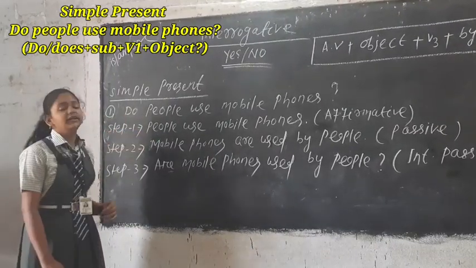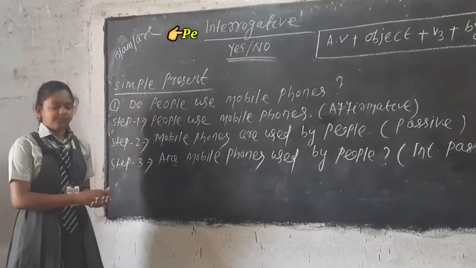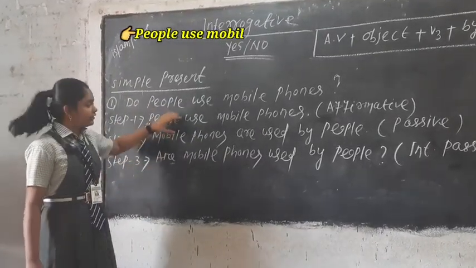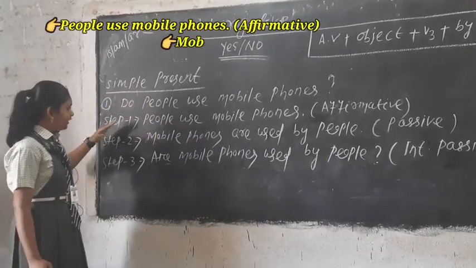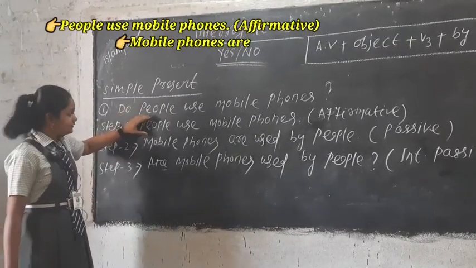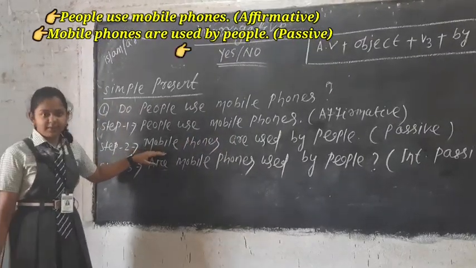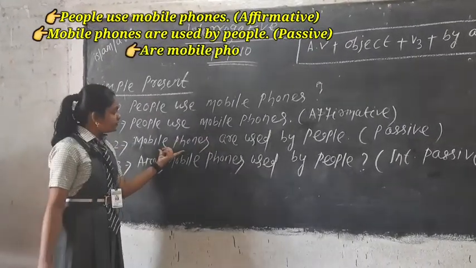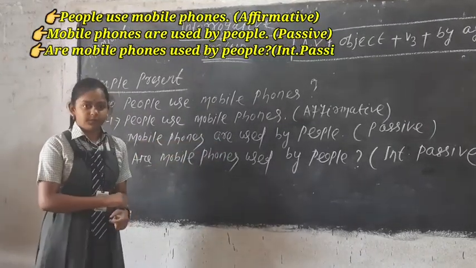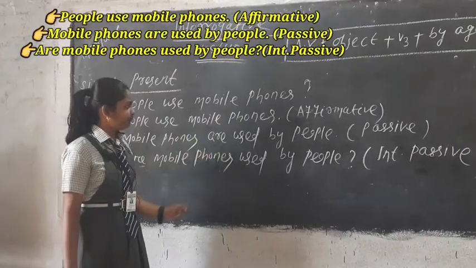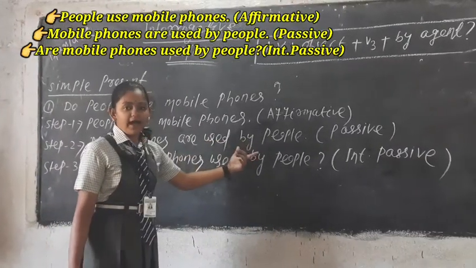Step 1 is to convert it into affirmative. People use mobile phones. Here people is the subject, use is in the verb 1 form and mobile phones is the object. Step 2 is to passivize this sentence. Mobile phones here is the object, it becomes the subject in the passive form. As mobile phones is in the plural form, are is used, which is the plural form of the auxiliary verb. Used, the verb 3 form. By people or by agent.